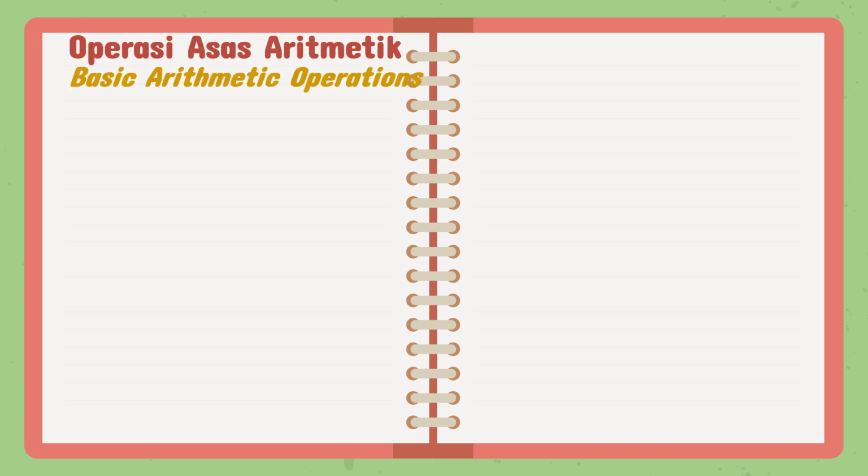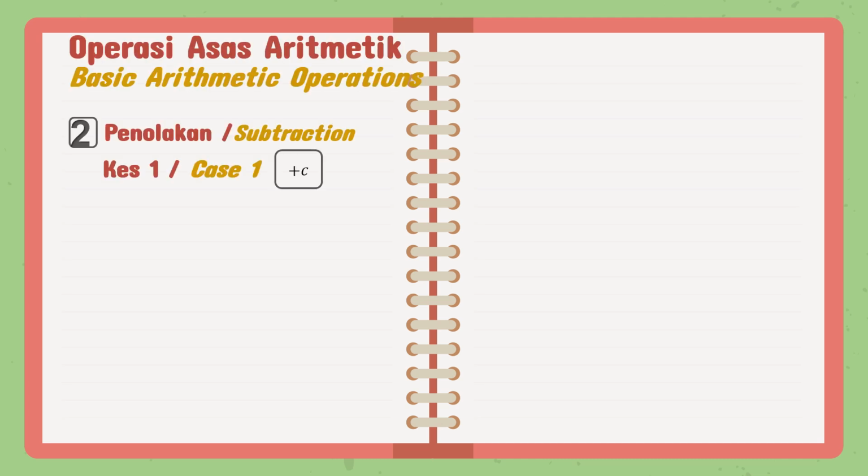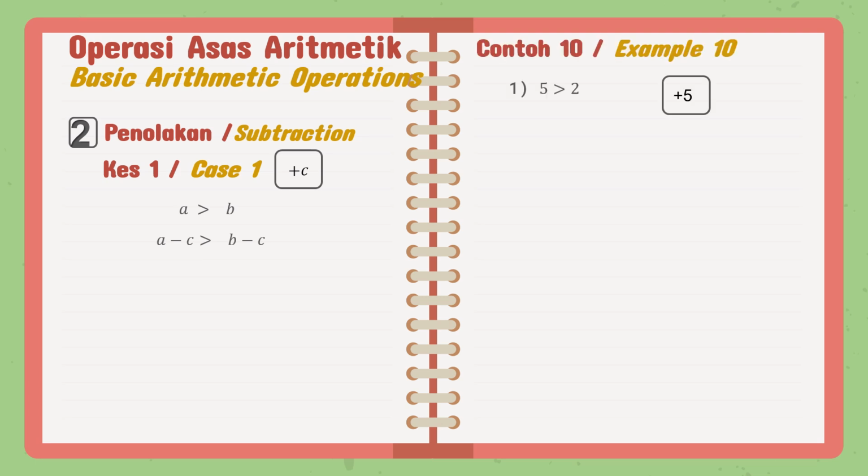Alright, so for the second one, we have basic arithmetic operations on subtraction. The same thing: if you subtract a positive number c from both sides, you have it like this. Let us look at example 8. 5 is greater than 2, so we subtract 5 from both sides. 5 minus 5, you get 0. 2 minus 5, you get negative 3. So we have 0, which is greater than negative 3.